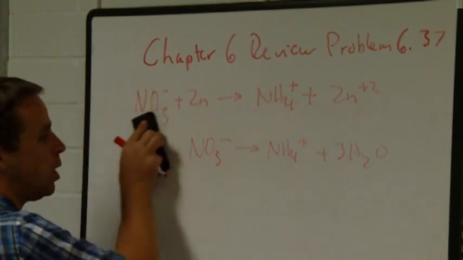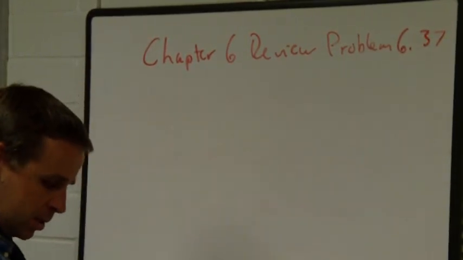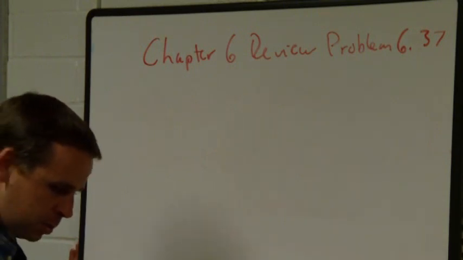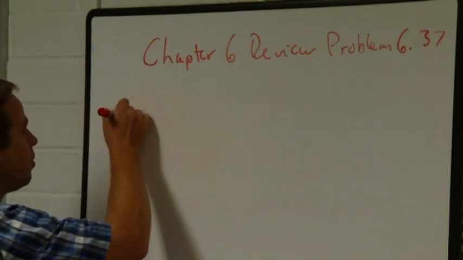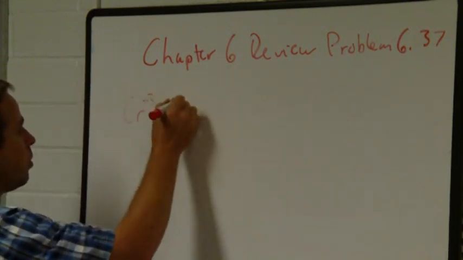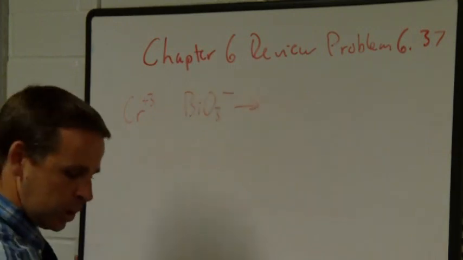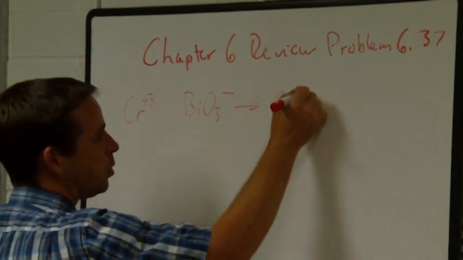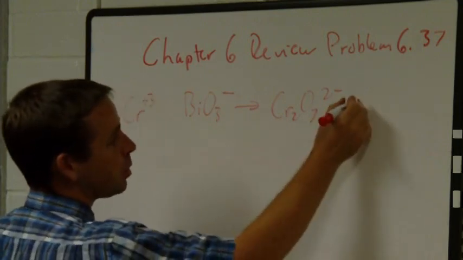F, chromium ion, BiO3. BiO4 would be a bismuthate ion. BiO3 minus, dichromate ion, and bismuth ion. Cr3 plus, BiO3 minus, Cr2O7 2 minus, dichromate ion, and bismuth ion.